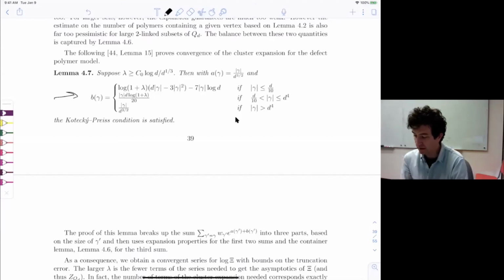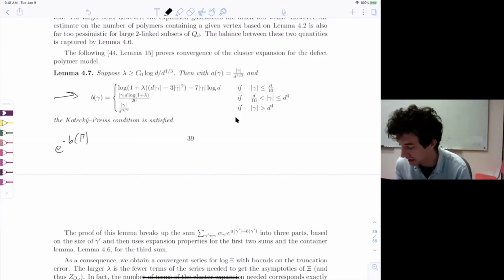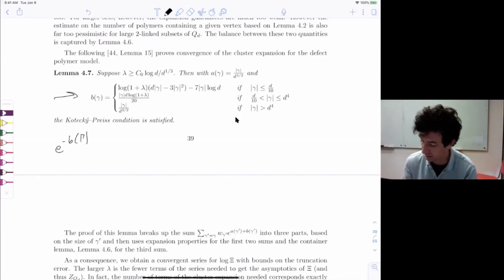But if you think that the tail is like e to the minus b of the cluster, where we're summing over all the components, you get something like 1 plus lambda to the minus size of the cluster.